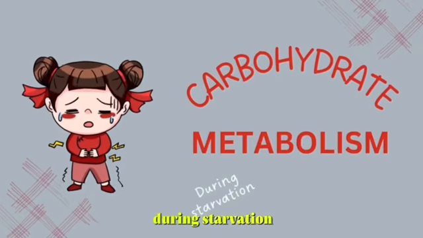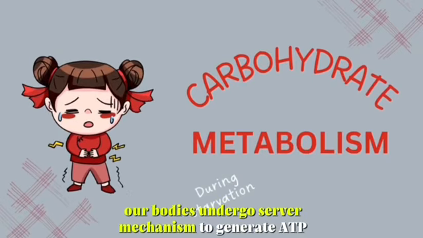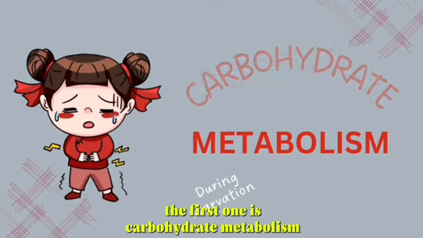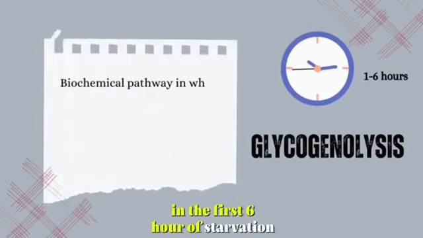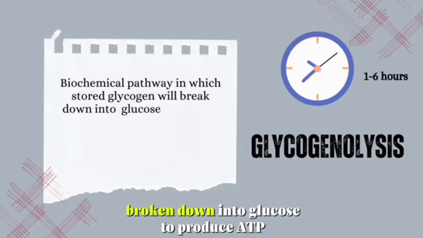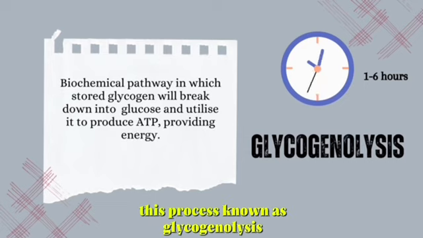During starvation, our bodies undergo several mechanisms to generate ATP. The first one is carbohydrate metabolism. In the first 6 hours of starvation, stored glycogen in our liver and muscle cells is broken down into glucose to produce ATP. This process is known as glycogenolysis.